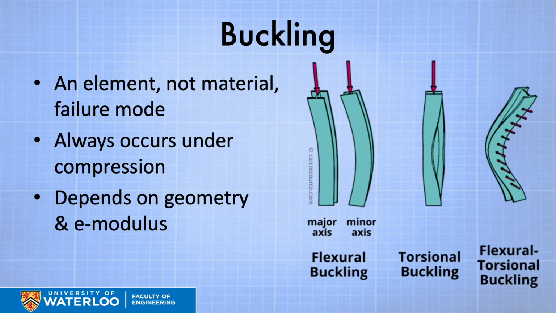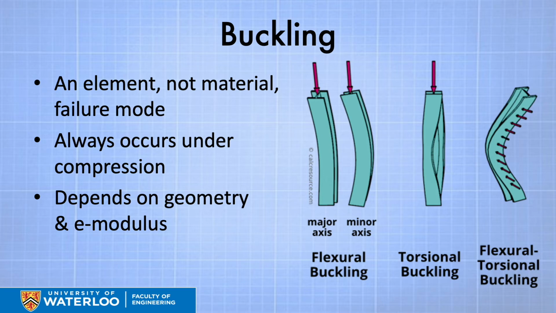Buckling is actually not a material property. It's an element failure. So as you move from just the material cross-section, where we worry about shear, tension, and compression, we start moving up to the element level. And the element level is susceptible to buckling failure. And so we need to assess when buckling may occur. It cannot occur under tension. But any component of a cross-section that is under compression may buckle.